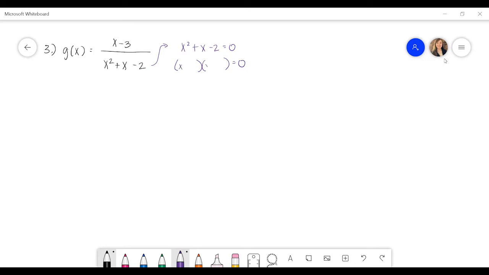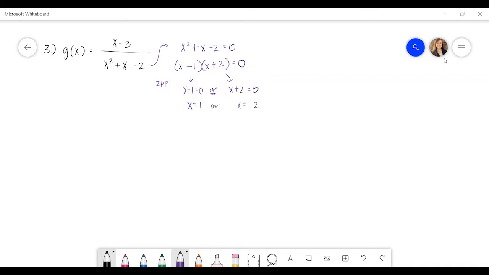I have an x here and an x here, a 2 and a 1. My 2 needs to be positive, my 1 needs to be negative. So according to our zero product property, this gives us x minus 1 is 0, or x plus 2 is 0. In math, that "or" means both are possibly true. So we get x is 1 or x is negative 2.